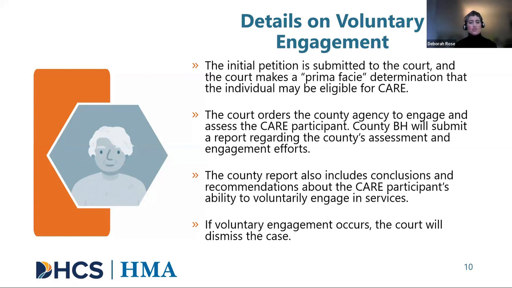After the initial petition is submitted, the court makes what's called a prima facie determination, which really means first impression or at a first glance. That's when the court looks at whether the individual appears to meet eligibility for care. At this stage, if the court determines that the person may be eligible for care, the court will order the county agency, which is typically the county behavioral health agency, to assess the individual. The county agency will work with them to identify services, to offer voluntary services, and they'll submit a report to the court regarding the assessment and regarding their efforts to engage the individual in voluntary care.